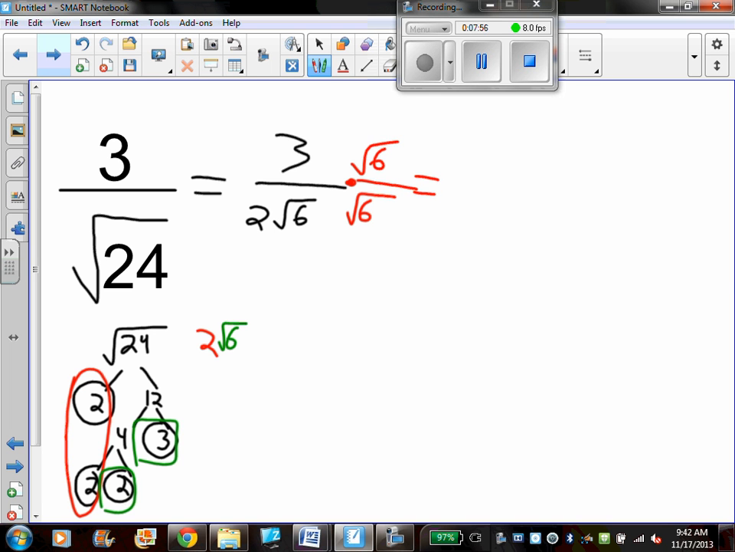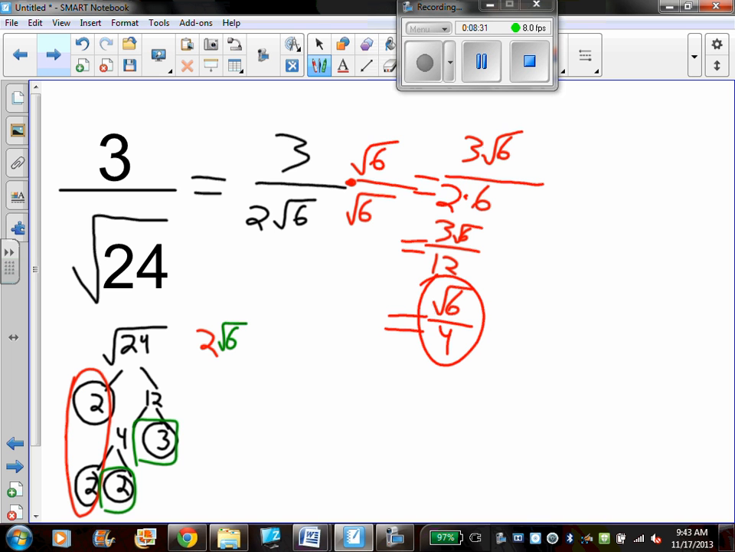So this is going to turn into 3 root 6 over 2 times 6, which ends up over 12. We can divide the 3 and the 12 because they're not under a root, so they can combine with each other. But we can't do anything with the root 6 because it's underneath a root. It can't be affected by anything else. So this is going to turn into root 6 over 12. We get that by dividing both the 3 and the 12 by 3. The 3 turns into 1, the 12 turns into 4.